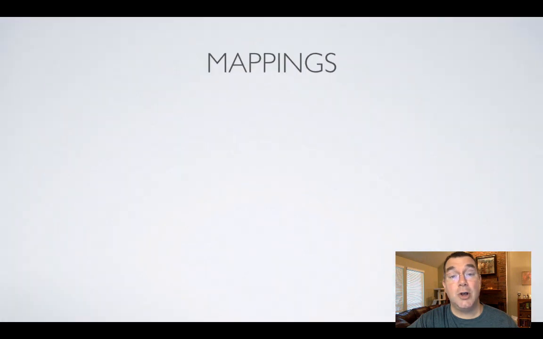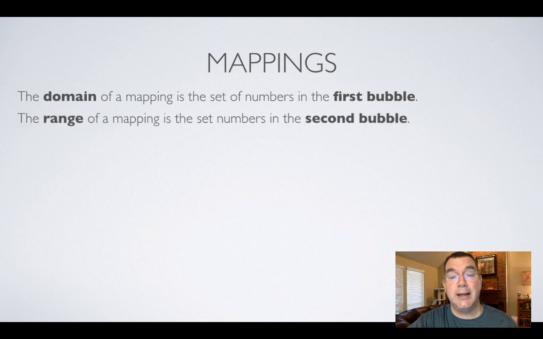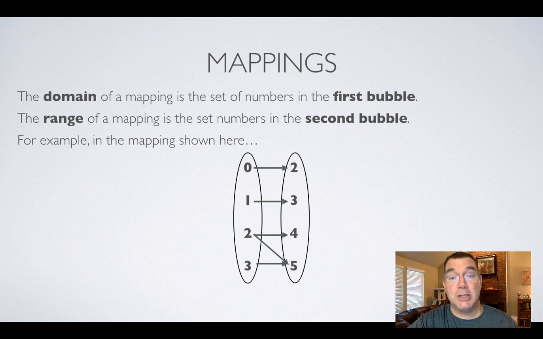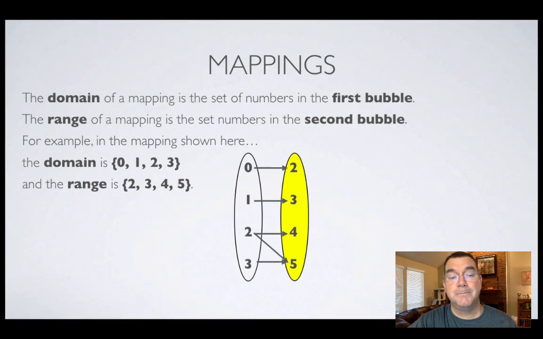Okay, there are things called mappings. That's another way I can give you some information, some data. And so the domain is going to be the set of numbers that are in the first bubble of that mapping, and the range is going to be all the numbers in the second bubble of that same mapping. So that's what a mapping looks like. The domain is going to be all of these numbers here highlighted in yellow, so 0, 1, 2, and 3. And the range is going to be all of those numbers in that second bubble, 2, 3, 4, and 5.